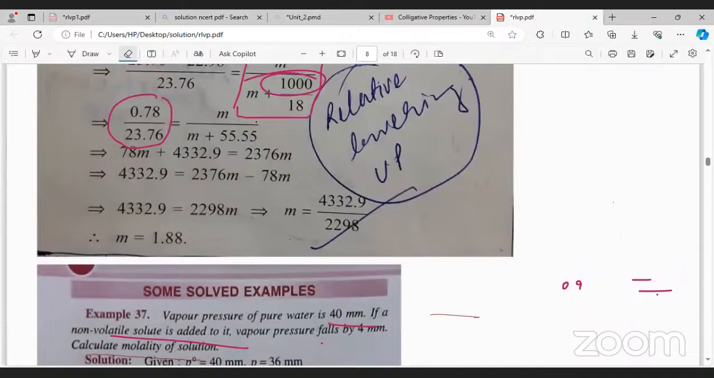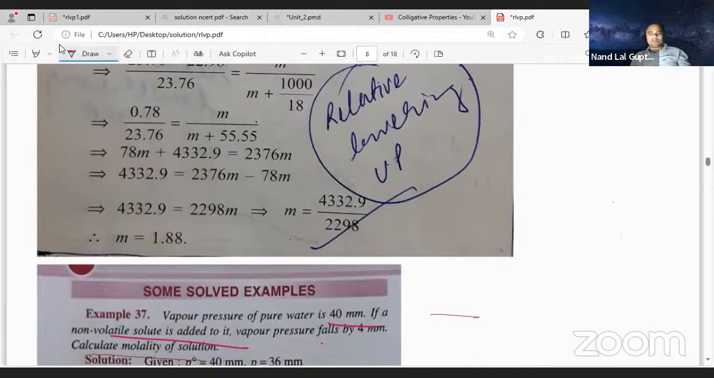Vapor pressure of pure water 40 mm. So P1 naught they have given how much? 40 mm. If non-volatile solute is added, its vapor pressure falls by 4 mm. So it falls by 4 mm, which means we have to subtract 4. So it will be how much? 36 mm. Right. So solution is 36 mm.